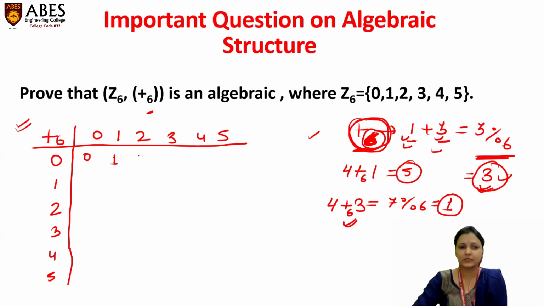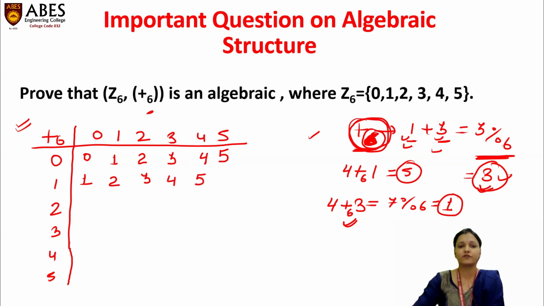So I am completing this table. 0 plus 2 is 2, and dividing by 6, we get remainder 2. Here I will get remainder 3, here remainder 4, and here remainder 5. Similarly, I will add 1 and 0 and find the remainder. Here I will get remainder 1. Here I will get remainder 2, 3, 4, 5. And now 5 plus 1 is 6, and when we divide 6 by 6, we get remainder 0. Now complete the table similarly.